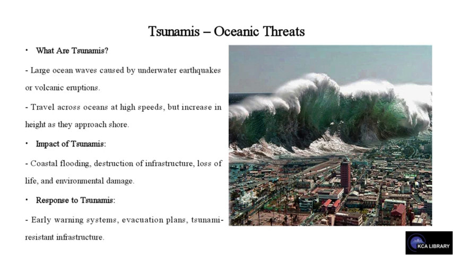Now, what are some of the impacts of a tsunami? There's coastal flooding. You know, a coast of a sea, right? That's the shore. Yeah. You can cover it. There's destruction of infrastructure, like you can see in this picture, about to cover up this whole city. There's loss of life. People can die in the process.